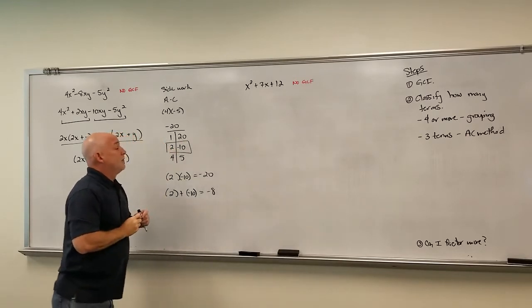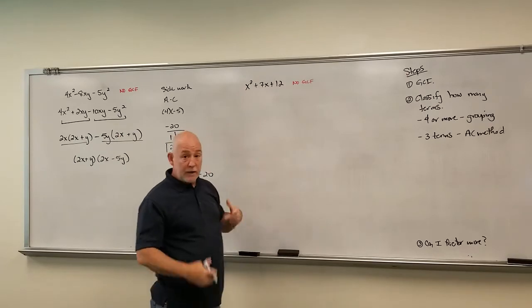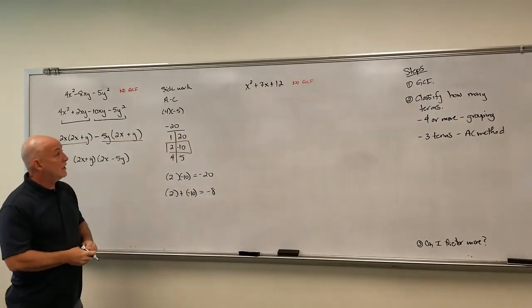How many terms? I have 3 terms. Does it have the right form to do the AC method? X squared, x, no x, so I can do the AC method. And can I do the shortcut?